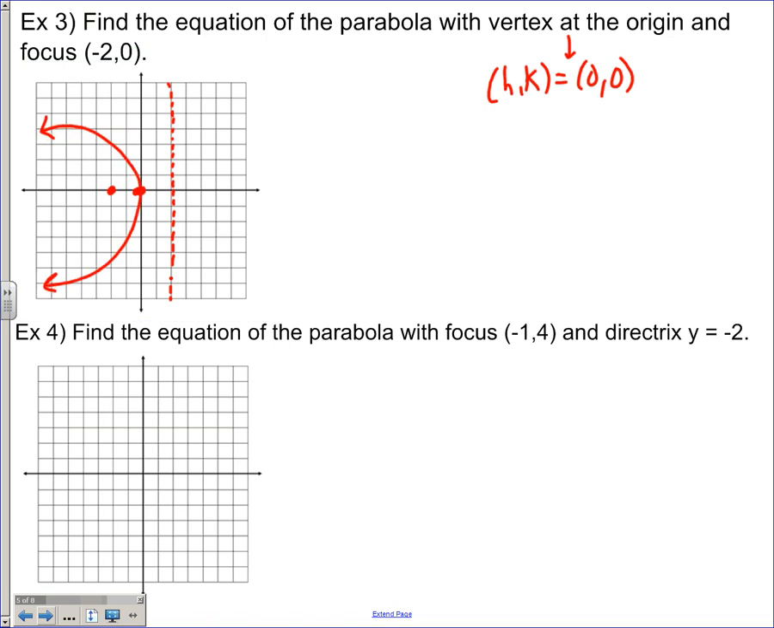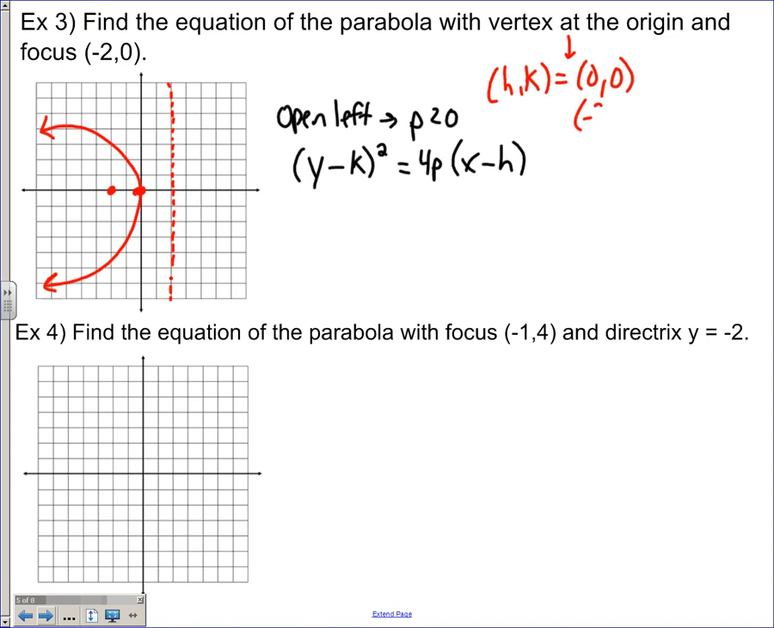Okay, so if we're opening to the left, and we have a horizontal axis, then my general equation, open left means that p is less than 0. It means that our y values are squared since there's 2 y values for any given x value. So it's (y minus k) squared equals 4p times (x minus h). Because our focus is -2, 0, you can see that the difference between the vertex and the focus is 2. So p is equal to, in this case, because p is less than 0, p would be -2.